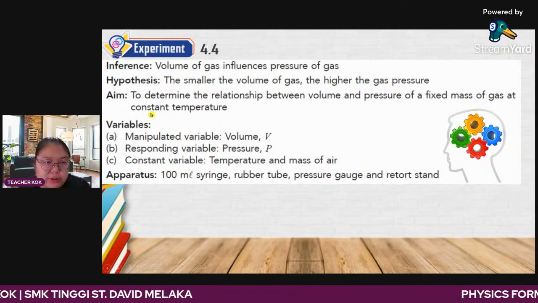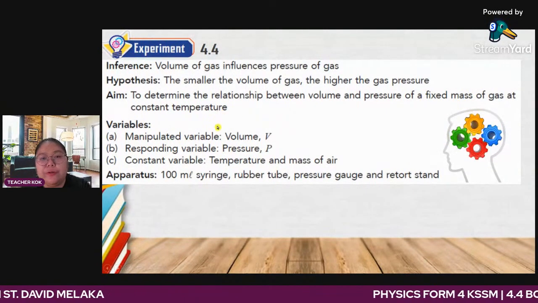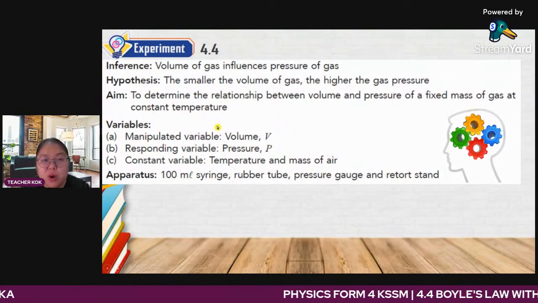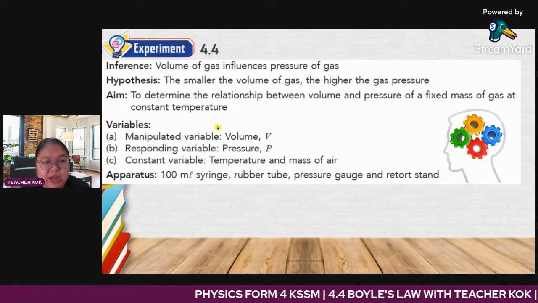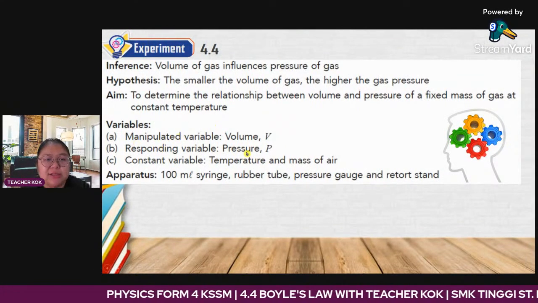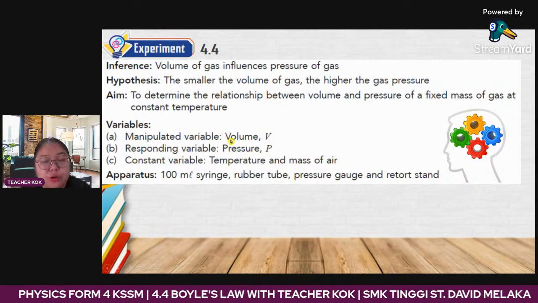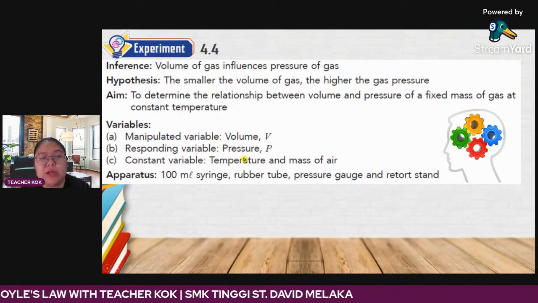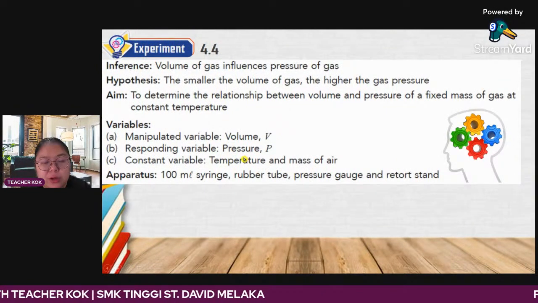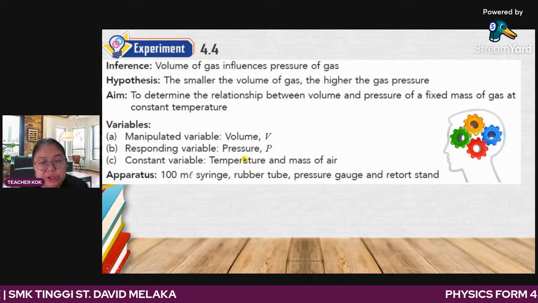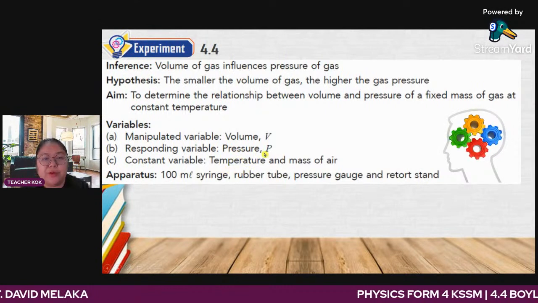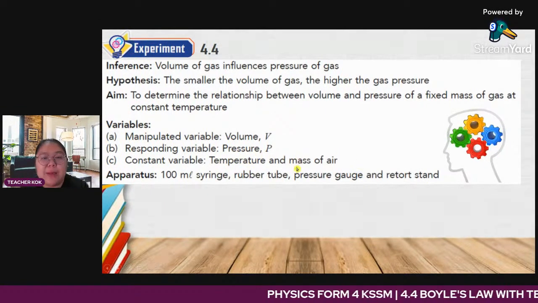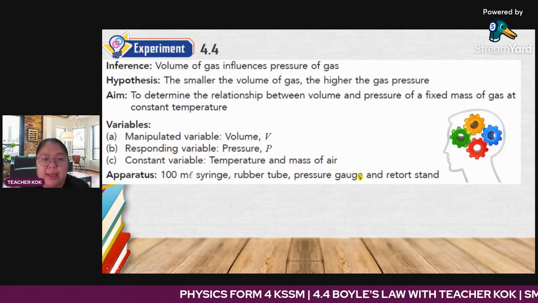Number two, constant temperature. So from here, these two things are already constant. You cannot adjust them. So what you can adjust is the volume. You control the volume. The responding variable is the pressure. So that means after you adjust the volume, you see what happened to the pressure. Constant, so from here you can put temperature. You also can put mass of the air.